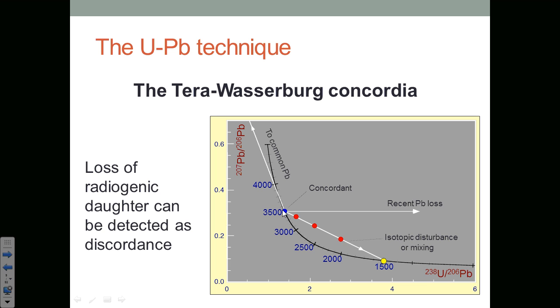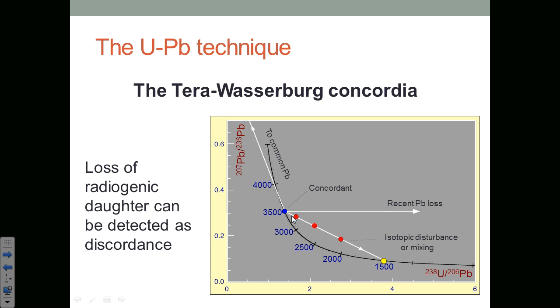But if there's been some disturbance to the system, in other words, if it's been heated up and it's lost daughter isotope, then what we'll see is that instead of being concordant, it'll plot like one of these red dots and reflect some kind of isotopic disturbance.